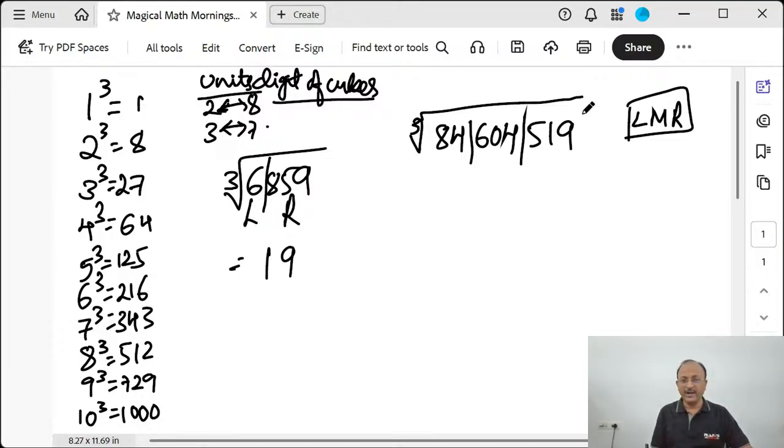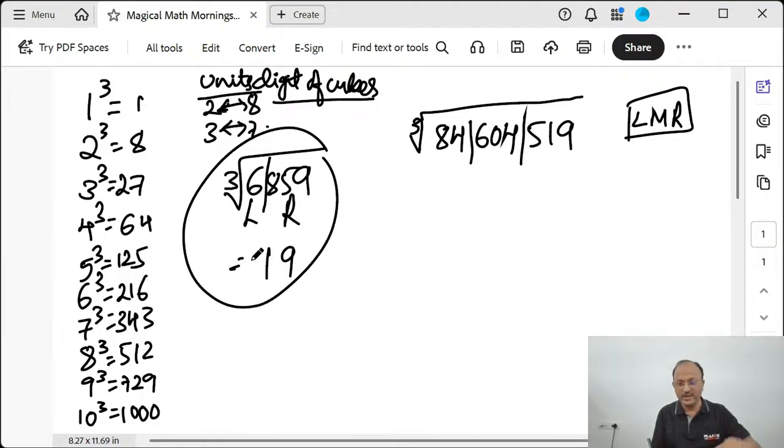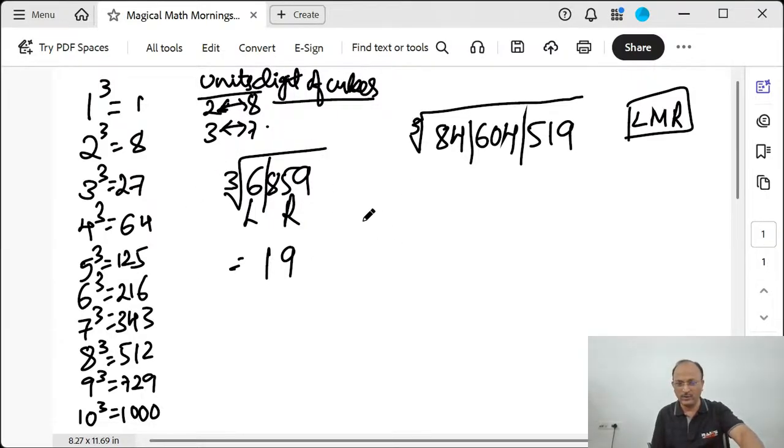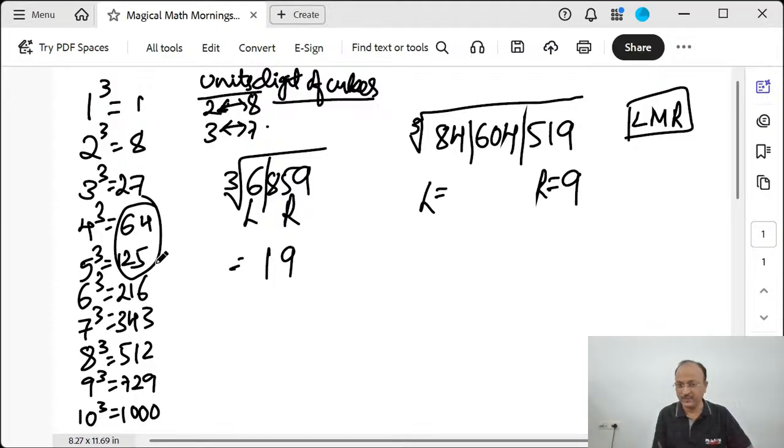Now, the right side digit will follow the same rule like what we did yesterday, and the left side digit also will follow the same rule. What is the right side digit? It is ending with 9. So, the cube root of this number also should end with 9. That means 9 cube will come. So, the right side digit will be 9. You need not write this as R equal to 9 and all. Directly you can write 9. But for explaining, I'm doing. And the left side digit also will follow the same rule. 84 falls between 4 cube and 5 cube. Correct? The smaller among these is 4. So the left side digit will be 4.